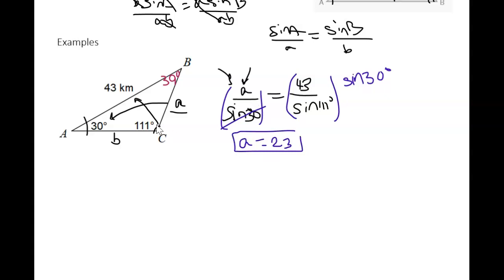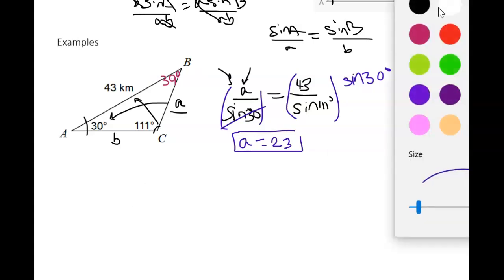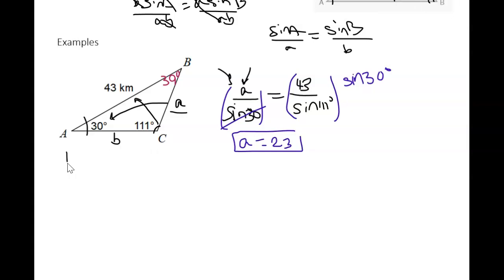I prefer my side lengths to be measured to the nearest tenth and my angles to be measured to the nearest whole number. Now let's repeat this process for side B. Side B over the sine ratio of the opposite side, which is 39 degrees, equals, and again, we're going to go back to the given.